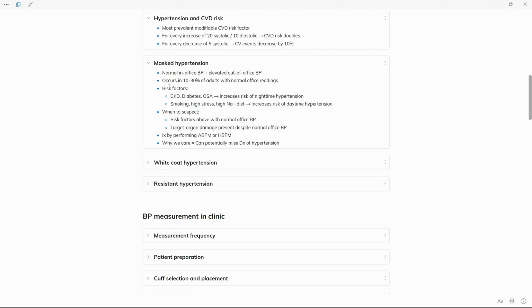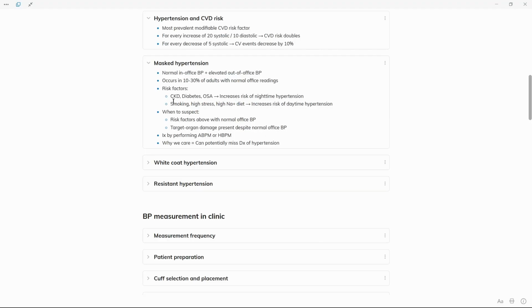And the risk factors for masked hypertension are basically anything that would cause the patient's blood pressure to be driven to be high chronically, even when they're outside of the clinic. So chronic kidney disease will obviously interfere with blood volume and sodium reabsorption, and that can lead to masked hypertension. Diabetes as well, obstructive sleep apnea. All three of these diseases increase the risk of nighttime hypertension. Smoking, high stress and high sodium diet. So these are all factors that can also drive hypertension.